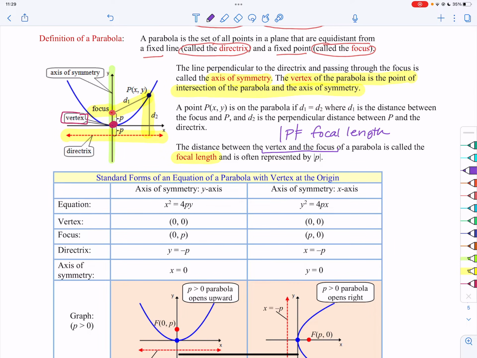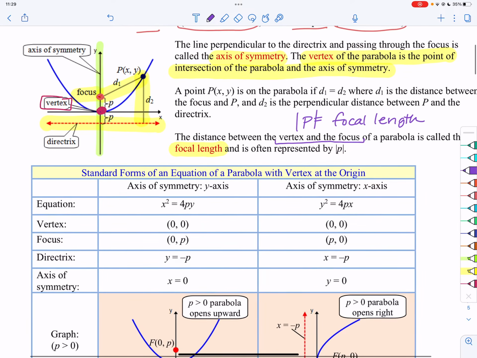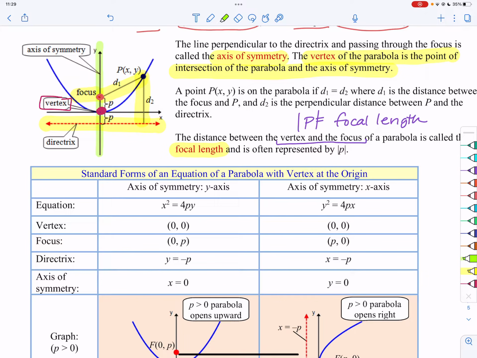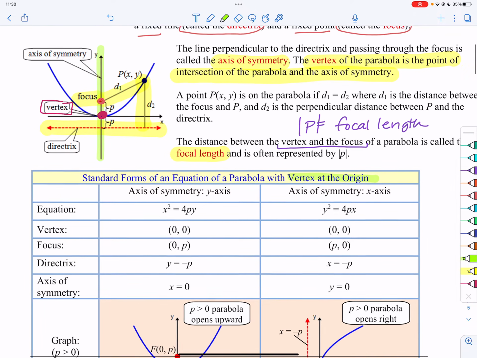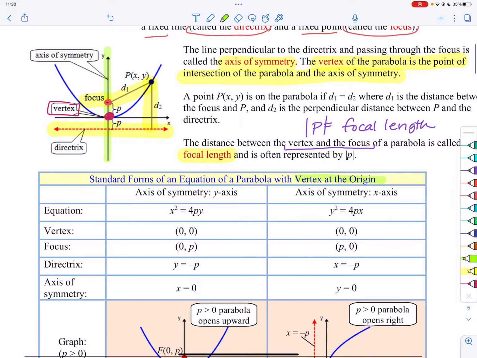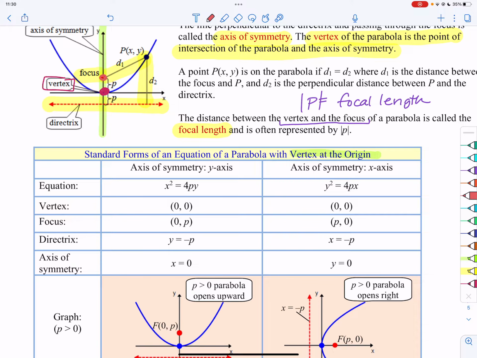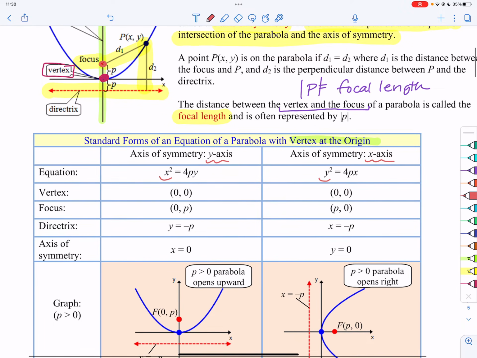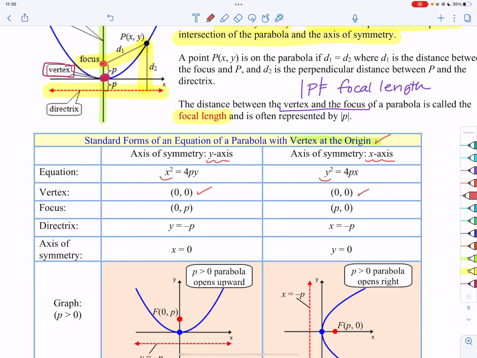Okay, standard forms of an equation of a parabola with a vertex at the origin. So our axis of symmetry is the y-axis, or our axis of symmetry is the x-axis. How would these equations be presented? x squared equals 4py. We would have an axis of symmetry with the y-axis. So when the y is squared, we're going to have an axis of symmetry which is the x-axis. Vertex at the origin. As you can read here, the vertex is at the origin.